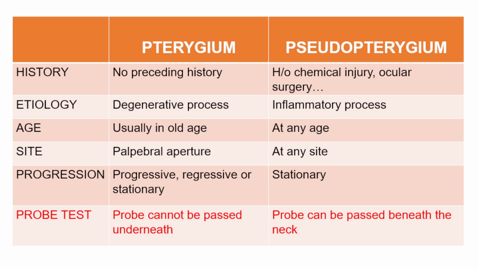Pterygium can be seen in both older and younger age, most commonly in the older age. Pseudopterygium can occur at any age. Site: pterygium usually occurs at the 3 and 9 o'clock positions in the palpebral aperture. Pseudopterygium can occur at any site. Progression: pterygium can be atrophic or progressive, but pseudopterygium is usually stationary.